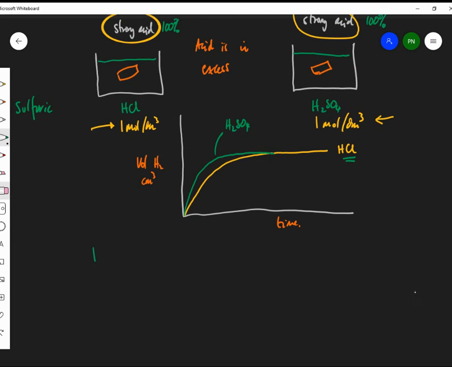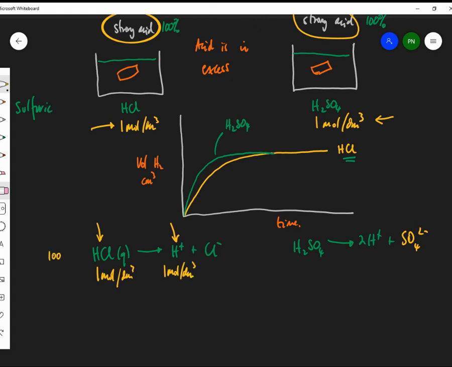It's a good question. Let's have a look at HCl. HCl aqueous splits up into H plus and Cl minus. H2SO4 splits up into 2H plus, and let me do a different color, sulfate. If I have 1 mole per decimeter cubed of this, what's the concentration of hydrogen ions here? It's 1 mole per decimeter cubed, and it is 100% dissociation. But if I have 1 mole per decimeter cubed of this, what's the concentration of hydrogen ions?